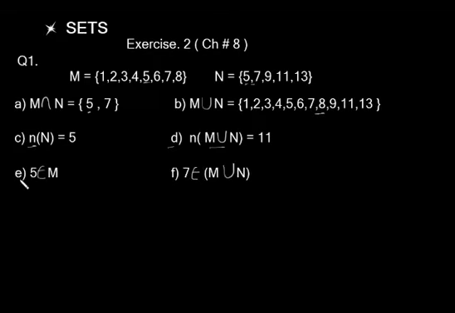In part E, we just need to answer true or false. It says 5 belongs to N. So we have to look at the members of N, and 5 is there. It means it is true. And in the F part, it says 7 belongs to M union N. So we need to look at the set M union N, and we have to check whether 7 is there. Yes, 7 is there. It means it is true as well.